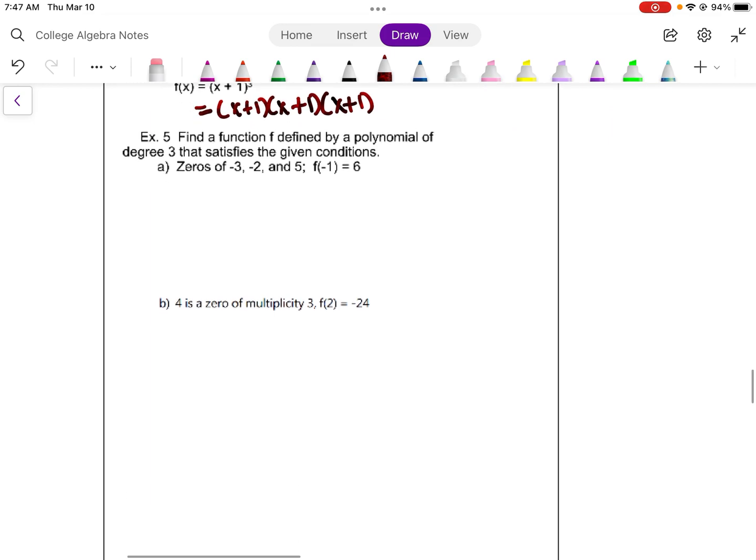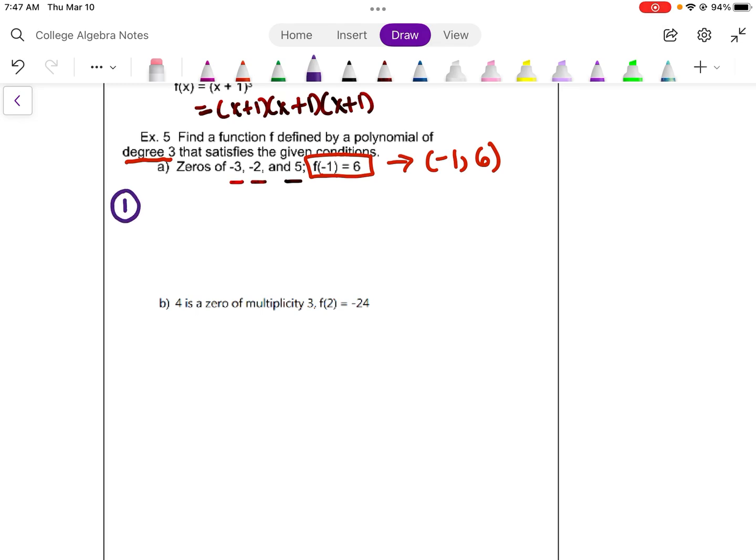All right, example 5. They're going to give you 3 zeros. They do tell you it's degree 3 in the directions, right here. And they do give you a point. Now, the reason why they're giving you this ordered pair is because your polynomial function could have been vertically stretched or shrunk. And we won't know that until we find out the a value, and I'll show you what that is. And we find that value based on using the ordered pair negative 1 and 6.